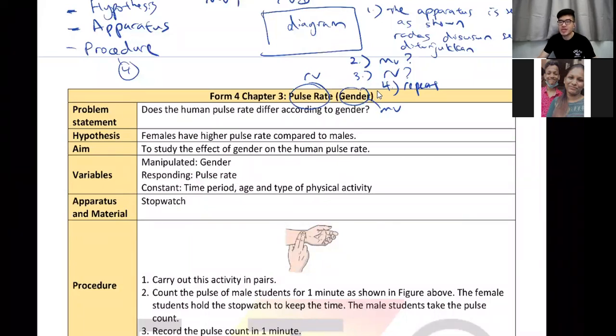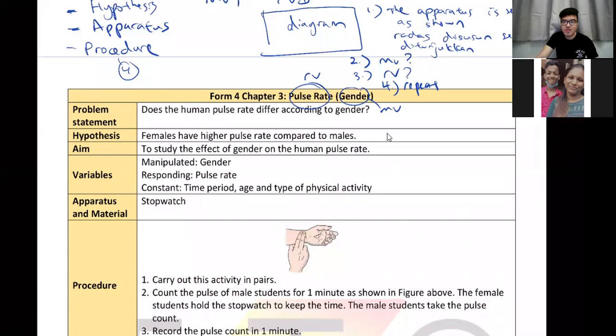Perempuan mempunyai kadar denyutan lebih tinggi berbanding lelaki. You see, they are predicting. You still have your MV in this case. Males and females, they are the MV. And then pulse rate is the RV. So you still have your MV and RV, which means your hypothesis is still correct. It's just that you're predicting it rather than giving the more and more thing.